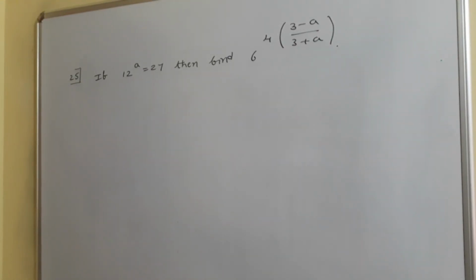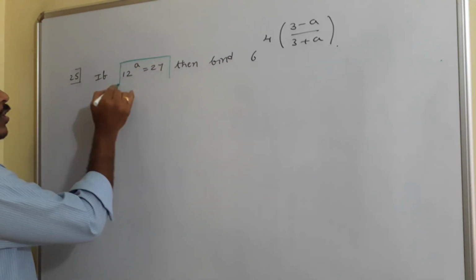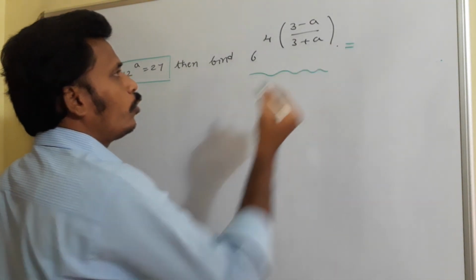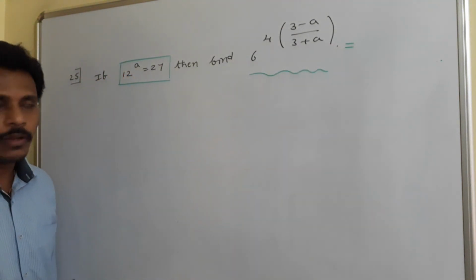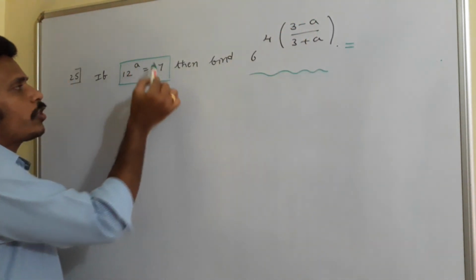Next, 25th problem, you just consider it for your practice. I won't give you the solution now. You just practice it. Here only one exponential equation is given, 12 power a is 27, and our target is to find this 6 to the power 4 into (3 minus a) by (3 plus a). Right. So we need to prepare this (3 minus a) by (3 plus a) from this 12 power a is equal to 27.